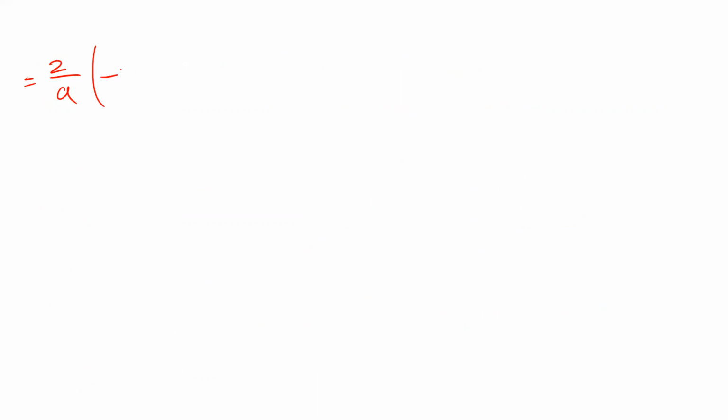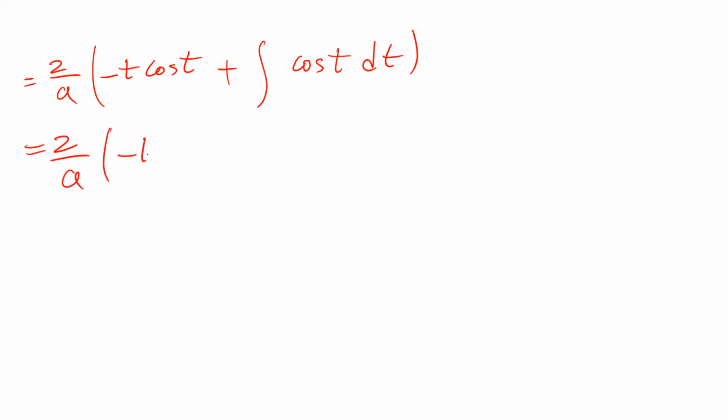Therefore, uv will be equal to minus t cosine t, minus integral of v du, and v is minus cosine t. Therefore, minus times this minus will be plus cosine t, so integral of v du, and du is equal to dt. Therefore, this one will be equal to 2 divided by a times minus t cosine t plus integral of cosine t dt, which is equal to sine t plus c, which is the constant of the integral.